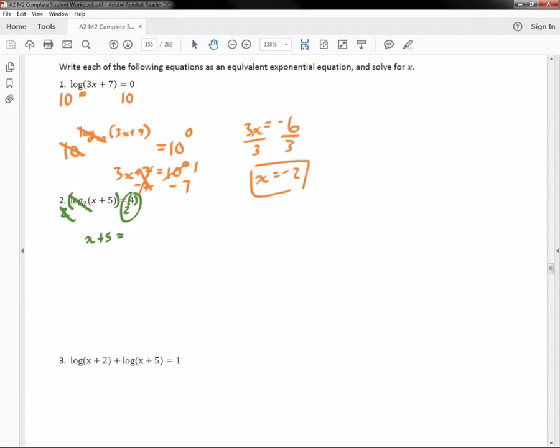And what is 2 raised to the 4th power? 2 times 2 is 4 times 2 is 8 times 2 is 16. Alright, then I would subtract 5 from both sides.